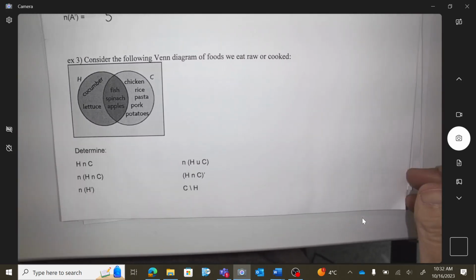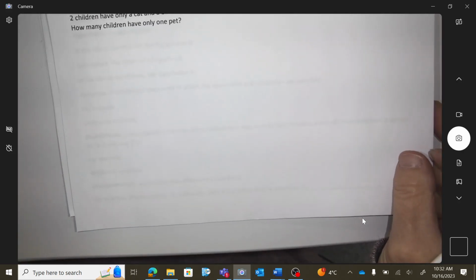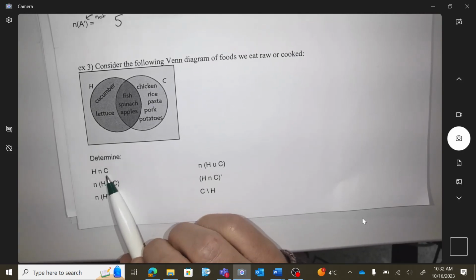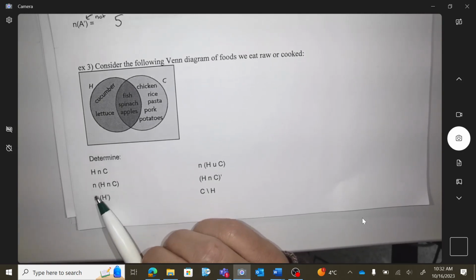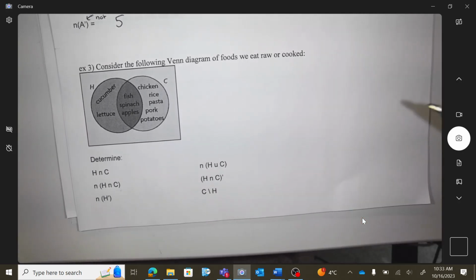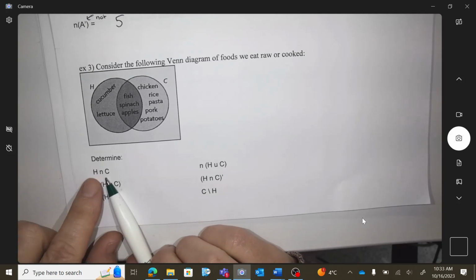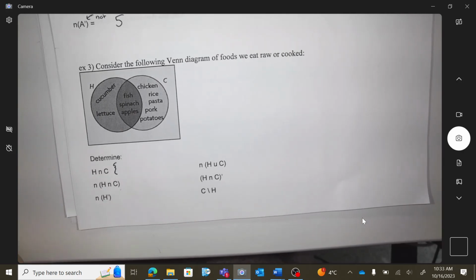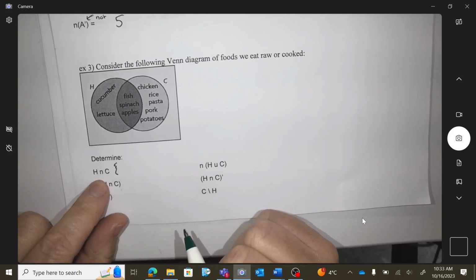Okay, so this question at the bottom here, I'm trying to be a little bit tricky. So here, I write just H and C, but here I write N in front. So N means the number of elements in it. If you don't see an N, you are listing the items. So do you see a difference in the question? List the items versus how many items. So if I write H and C, that means list the items. So what's in the intersection?